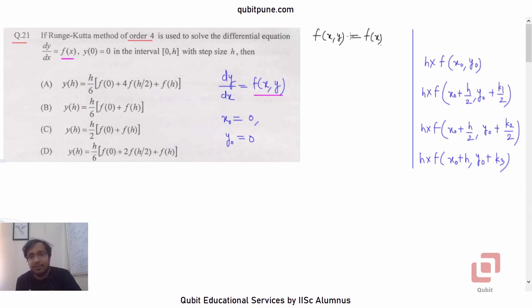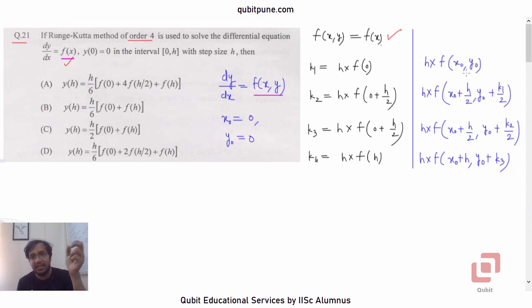We first note that f of x comma y is equal to f of x in the problem, and now we start finding the values of k1, k2, k3 and k4. The formula for k1 is h into f of x naught y naught, and because x naught and y naught are both 0 and y naught is anyways not participating in the evaluation process, so k1 will be h into f of 0. What about k2? The formula for k2 is h into f of x naught plus h by 2 comma y naught plus k1 by 2.